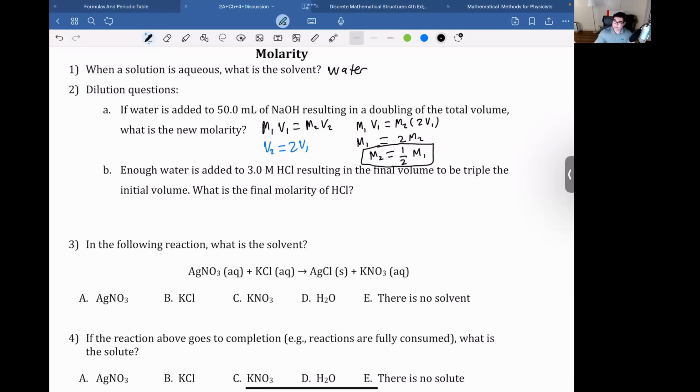That's the same as M1 divided by 2. I just like writing the 1/2 out front. It makes it very clear to me. And that's it. So you get half. If you double the volume, you halve the concentration. That's it for that one.